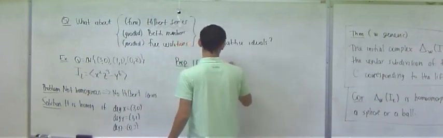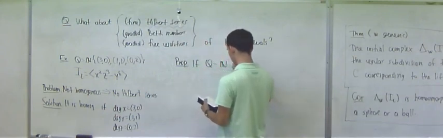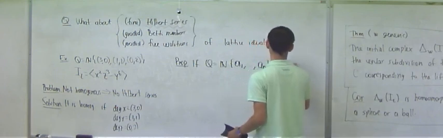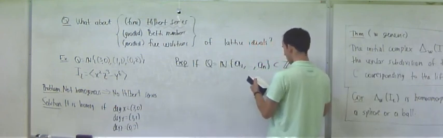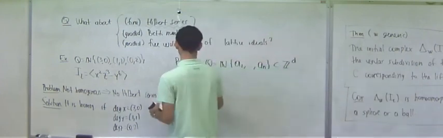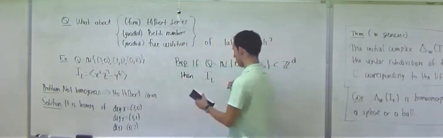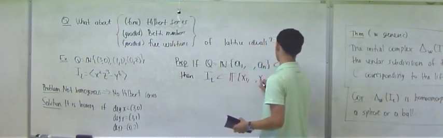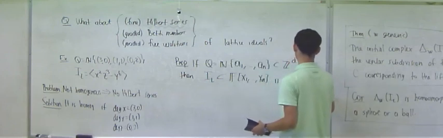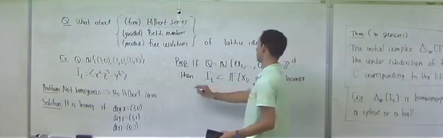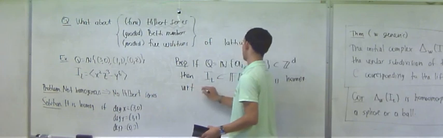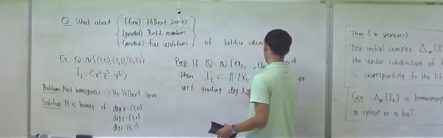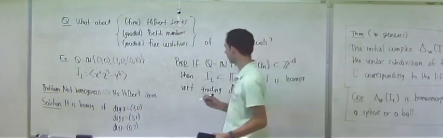If I have my semigroup looks like this, let's say in Z to the d, then the lattice ideal, which is an ideal in this polynomial ring, is homogeneous with respect to the grading where the degree of x_i is equal to a_i. Okay?